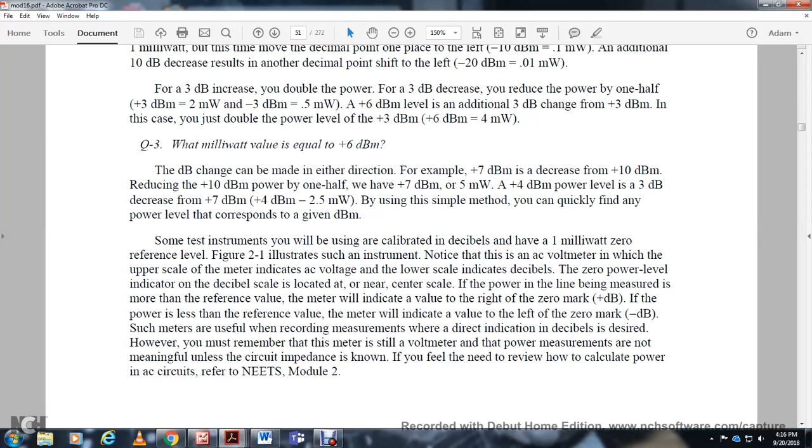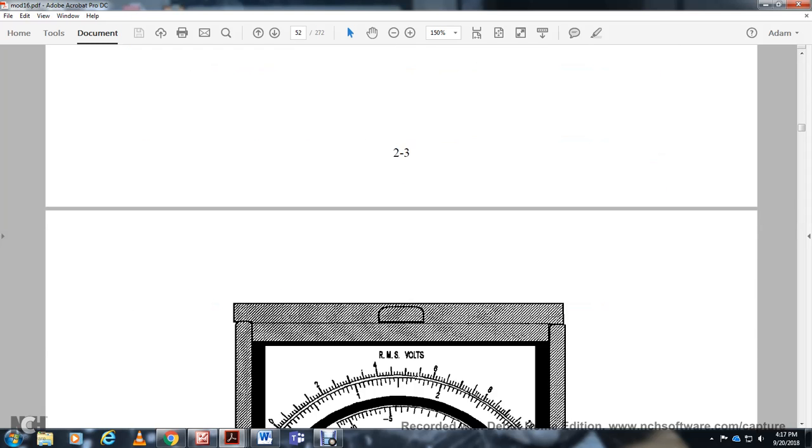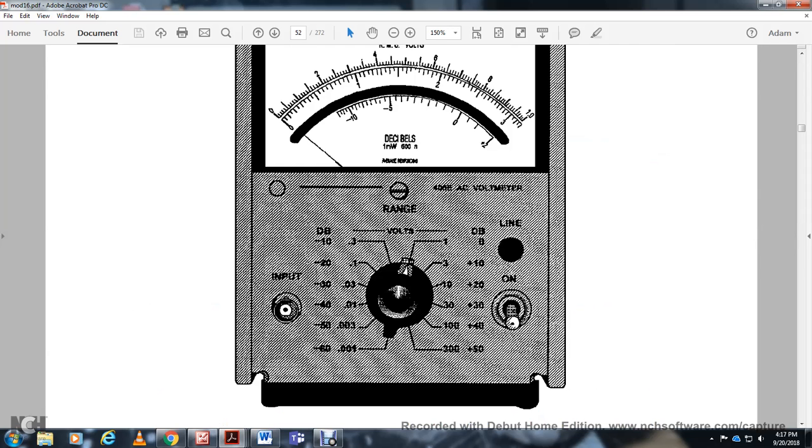If the power level is below the reference value, the meter would indicate a value to the left of the zero, a negative decibel value, which makes the meter useful for recording measurements where a direct indication in decibels is desired. However, you must remember that the meter is still a voltmeter. The power measurements are not meaningful unless the circuit impedance is known. If you want to review how to calculate power in a circuit, see module 2. Right, this shows you an AC voltmeter.